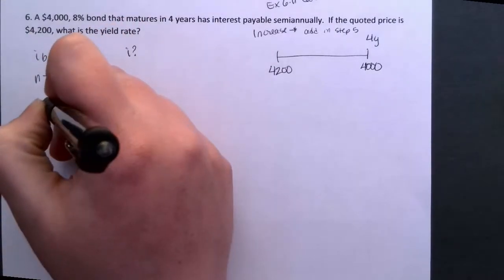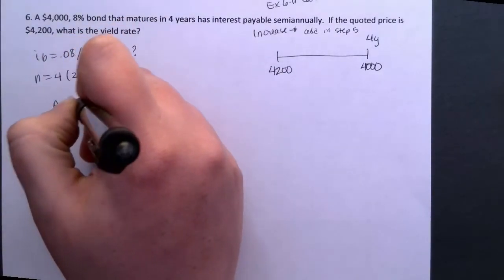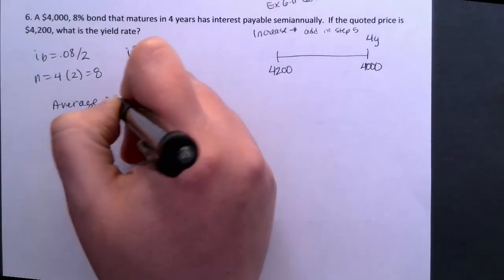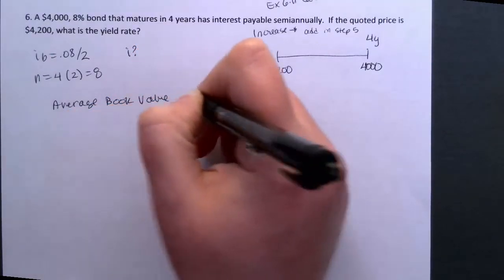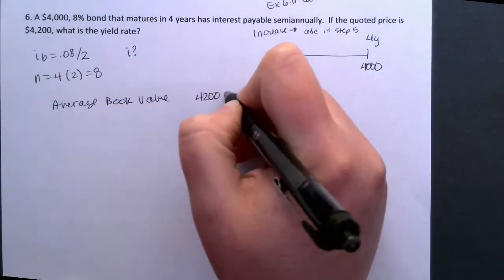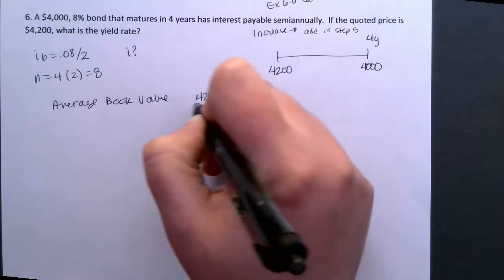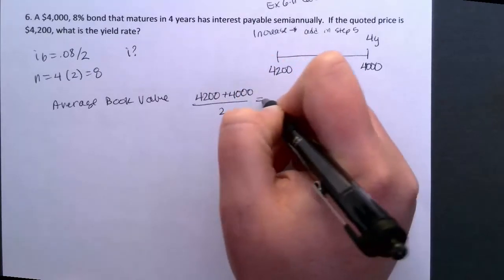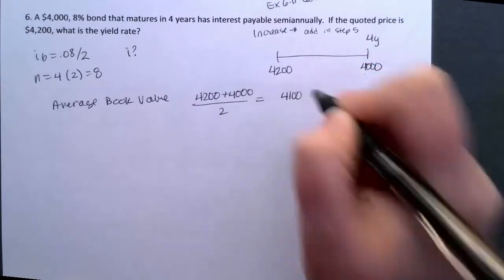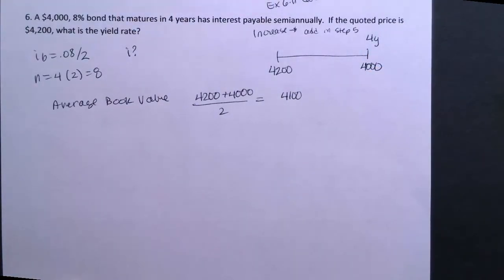So step 1 is we find the average book value. Okay, so we're going to take 4,200 plus 4,000, so our two book values that were given, divide that by 2, so we get 4,100. Just going straight in the middle.